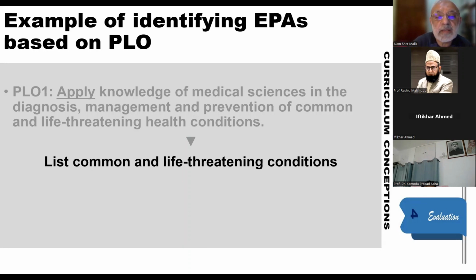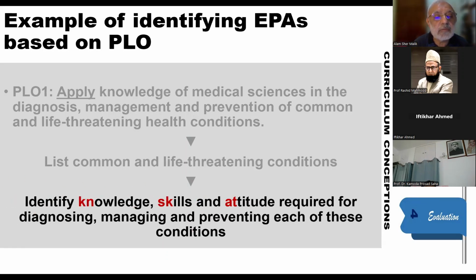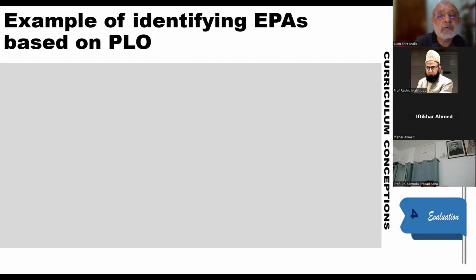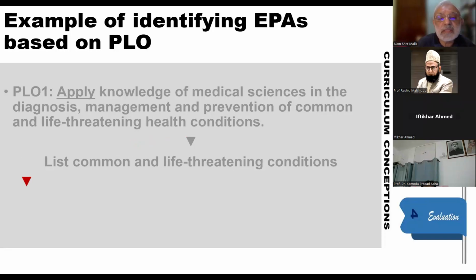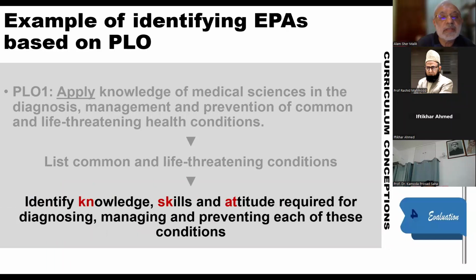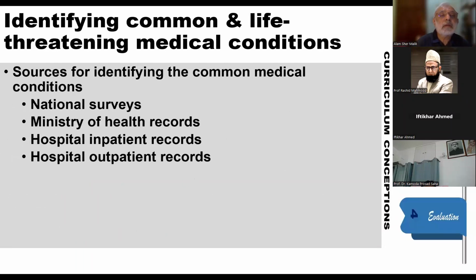Once we have got that list, then we have to identify the knowledge, skills, and attitude required for diagnosing, managing, and preventing each of these conditions. So here you can see how the program learning outcome can guide us about the next steps which we need to take to develop curricular content.